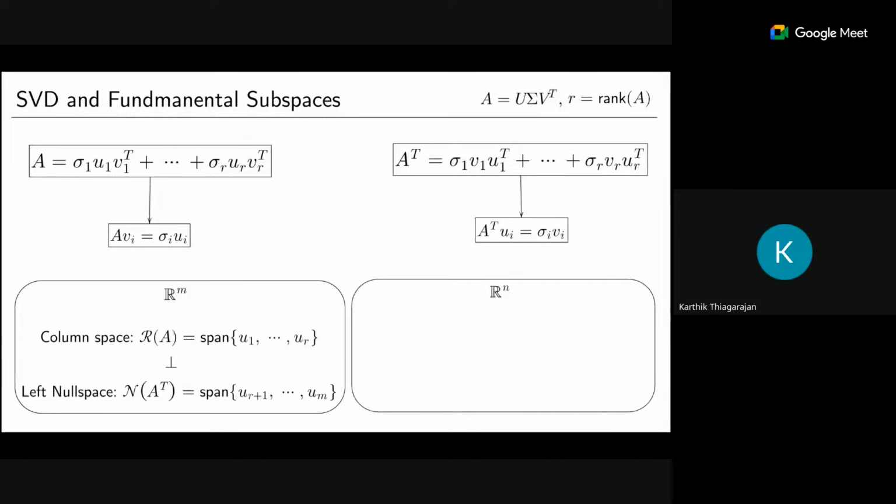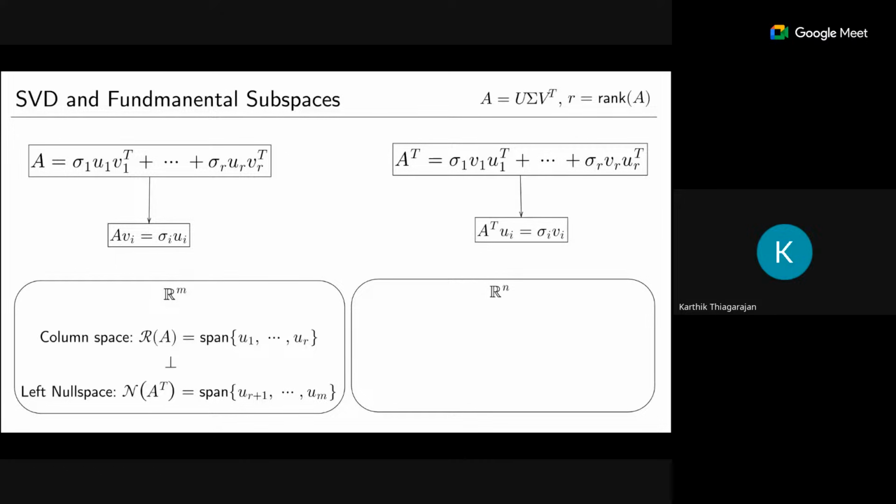What is column space? You can see that A times V gives you all the columns using A V I, so they're all linear combinations of these UIs. So U1 to UR, the first R left singular vectors, span the column space. The remaining vectors span the left null space. If you multiply A transpose with U R plus 1 and so on, you will get 0. That's why it's in the null space of A transpose.